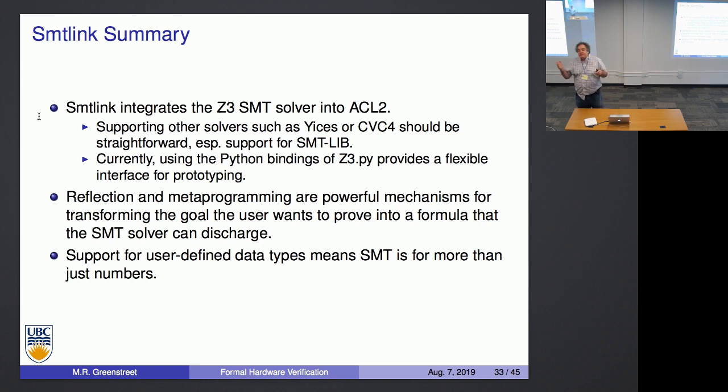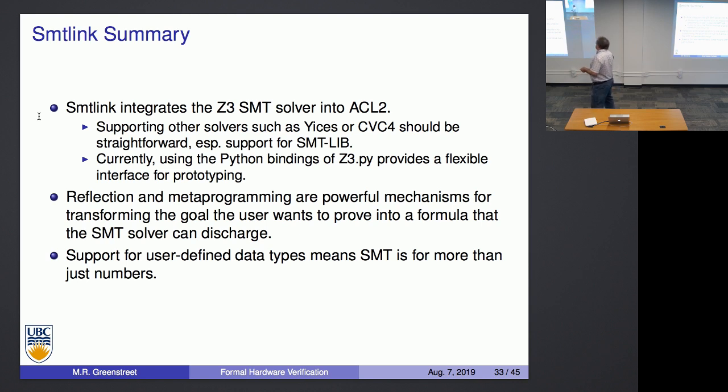So longer term, yes, we should have an SMT-LIB interface so that we have a very, very precise definition of what's happening at the boundary. Reflection and metaprogramming are really powerful mechanisms to transform a goal that the user wants to prove into a formula that the SMT solver can discharge. It cuts out the middleman, right? Get rid of all the junk in between.